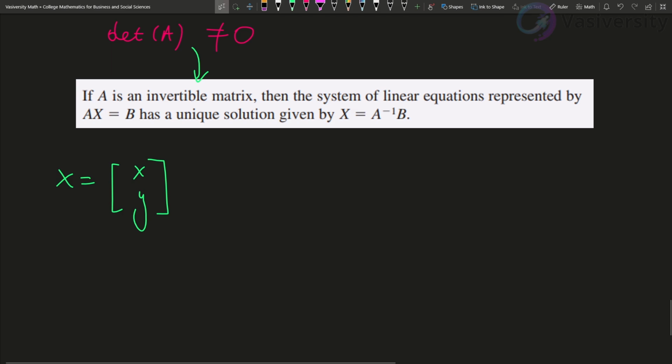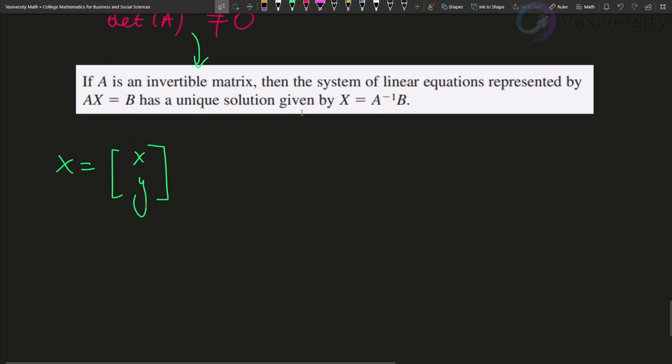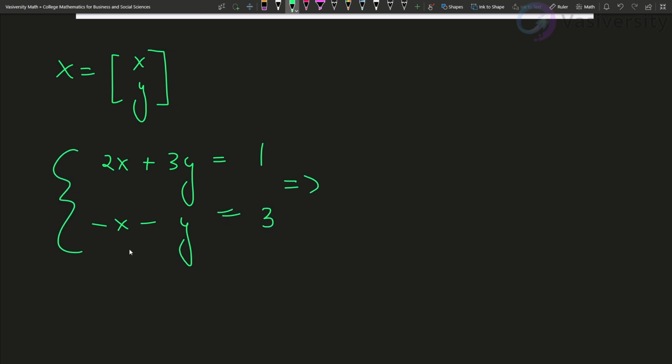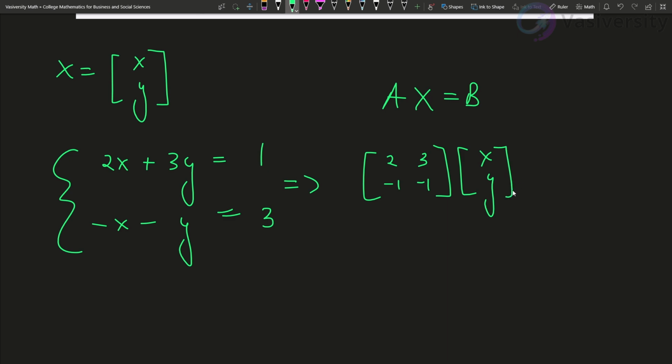Okay, so let's take a look at an example. We might have a system like this. If we have 2x plus 3y equal to 1, and negative x minus y equal to 3, how can we rewrite our system? We write our coefficient matrix as Ax equals b. So what's our A? Our A is 2, 3, negative 1, negative 1. Our x essentially is x, y, and it is our 2 by 1 matrix, and that's equal to 1, 3.